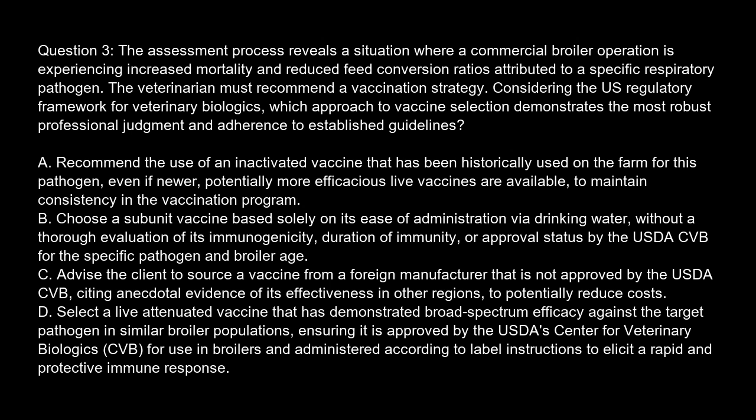Option C. Advise the client to source a vaccine from a foreign manufacturer that is not approved by the USDA CVB, citing anecdotal evidence of its effectiveness in other regions to potentially reduce costs. Option D. Select a live attenuated vaccine that has demonstrated broad-spectrum efficacy against the target pathogen in similar broiler populations, ensuring it is approved by the USDA Center for Veterinary Biologics, CVB, for use in broilers, and administered according to label instructions to elicit a rapid and protective immune response.